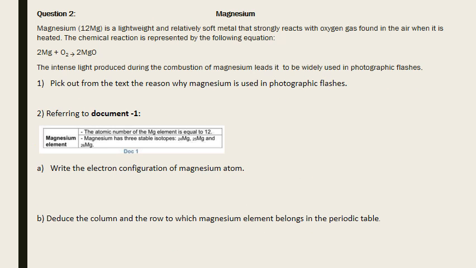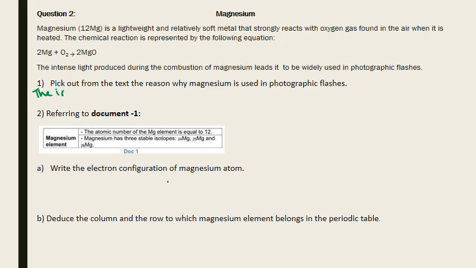Magnesium, 12 Mg, is a lightweight and relatively soft metal that strongly reacts with oxygen gas found in the air when it is heated. The chemical reaction is represented by the following equation. The intense light produced during the combustion of magnesium leads it to be widely used in photographic flashes. Pick up from the text the reason why magnesium is used in photographic flashes.